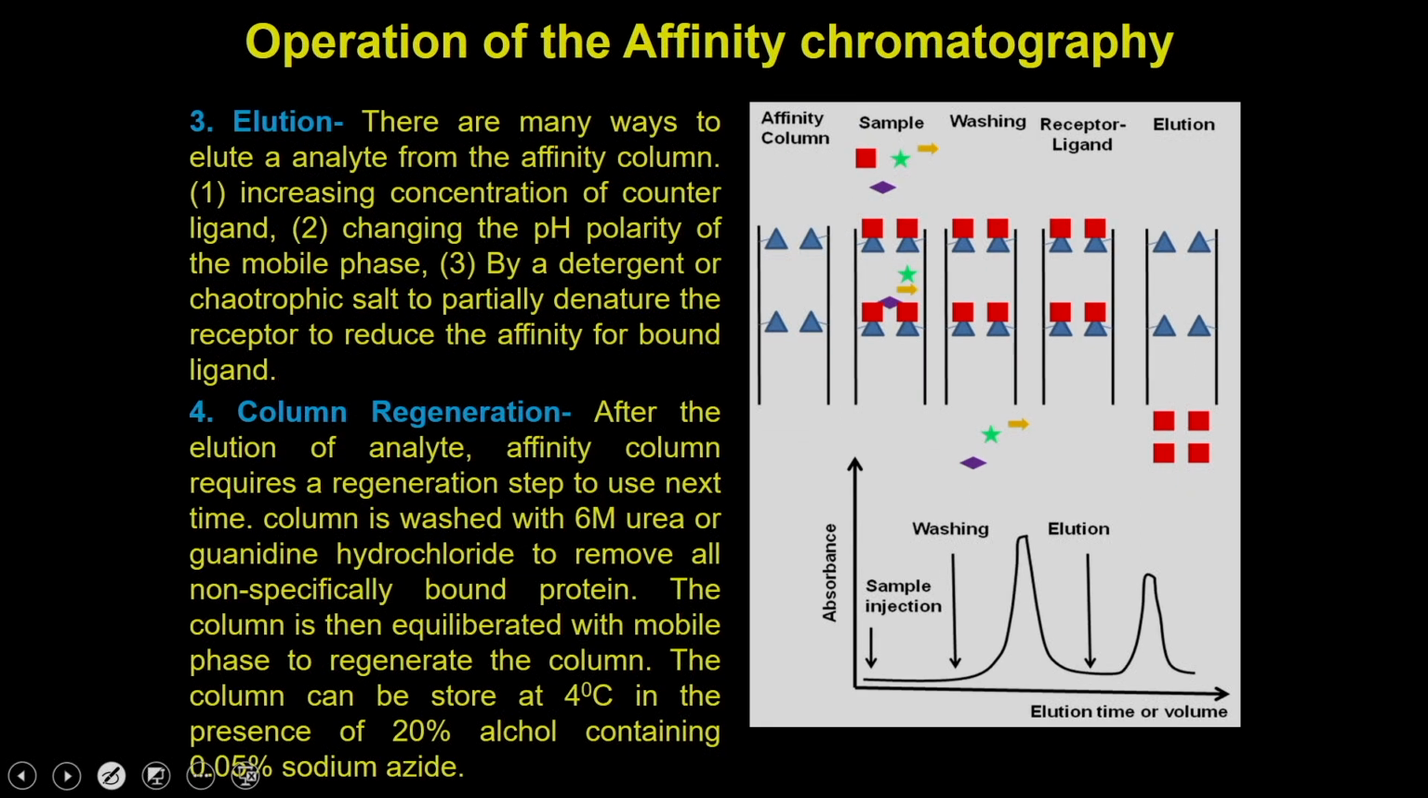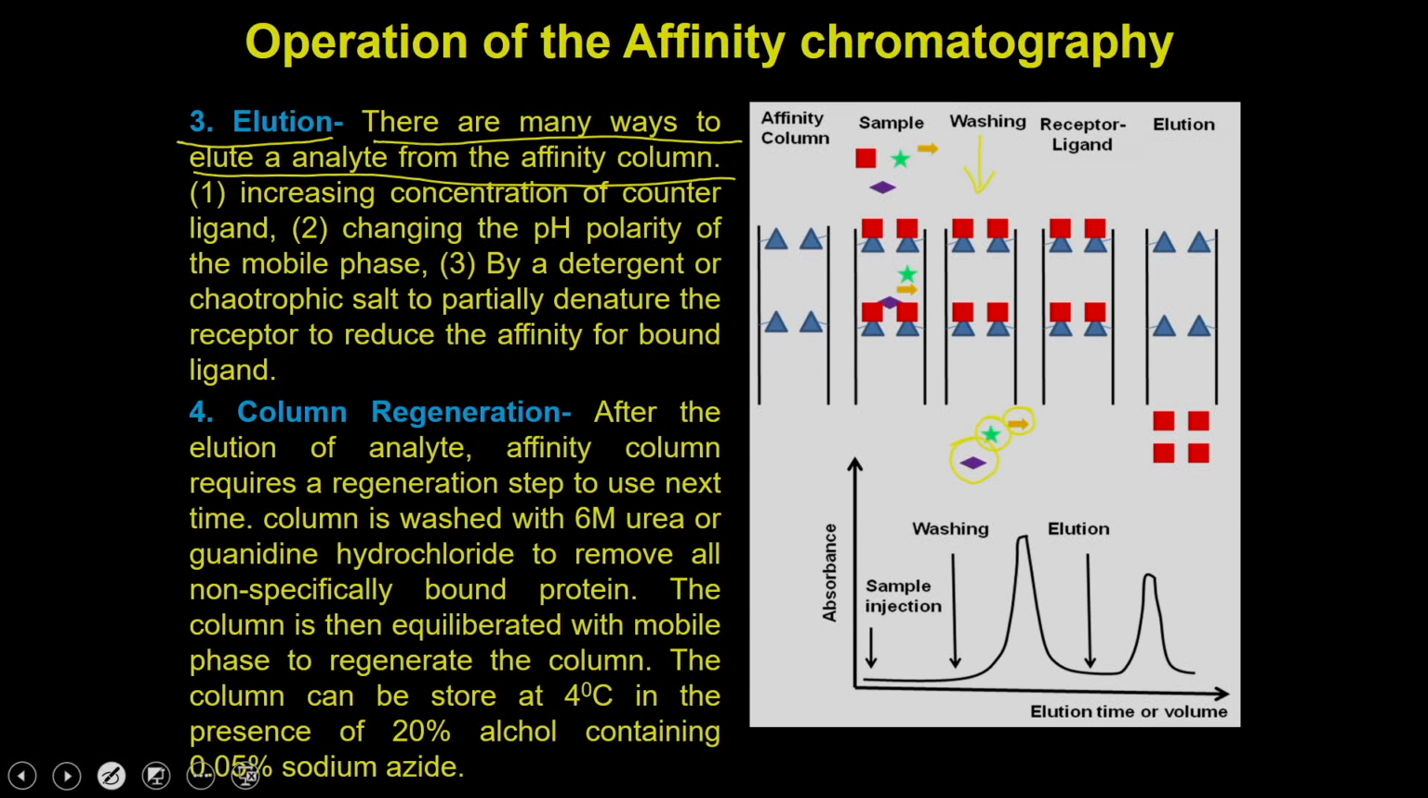So, the third step is the washing. In the washing step, you are going to flow a buffer which contains a very high salt concentration, and as a result the non-specific proteins or non-specific analytes are not going to bind. That is how it is going to remove all those proteins, and then you are going to do the elution. In affinity chromatography there are many ways to elute an analyte from the affinity column.